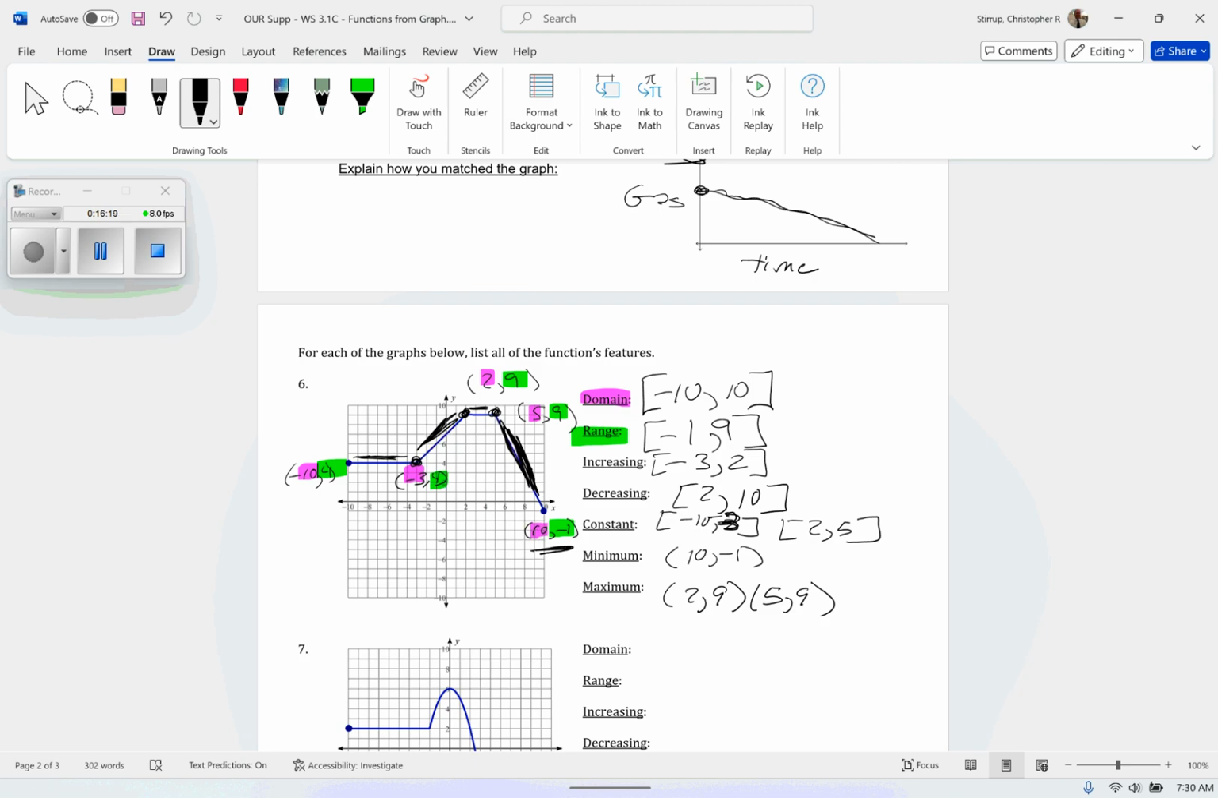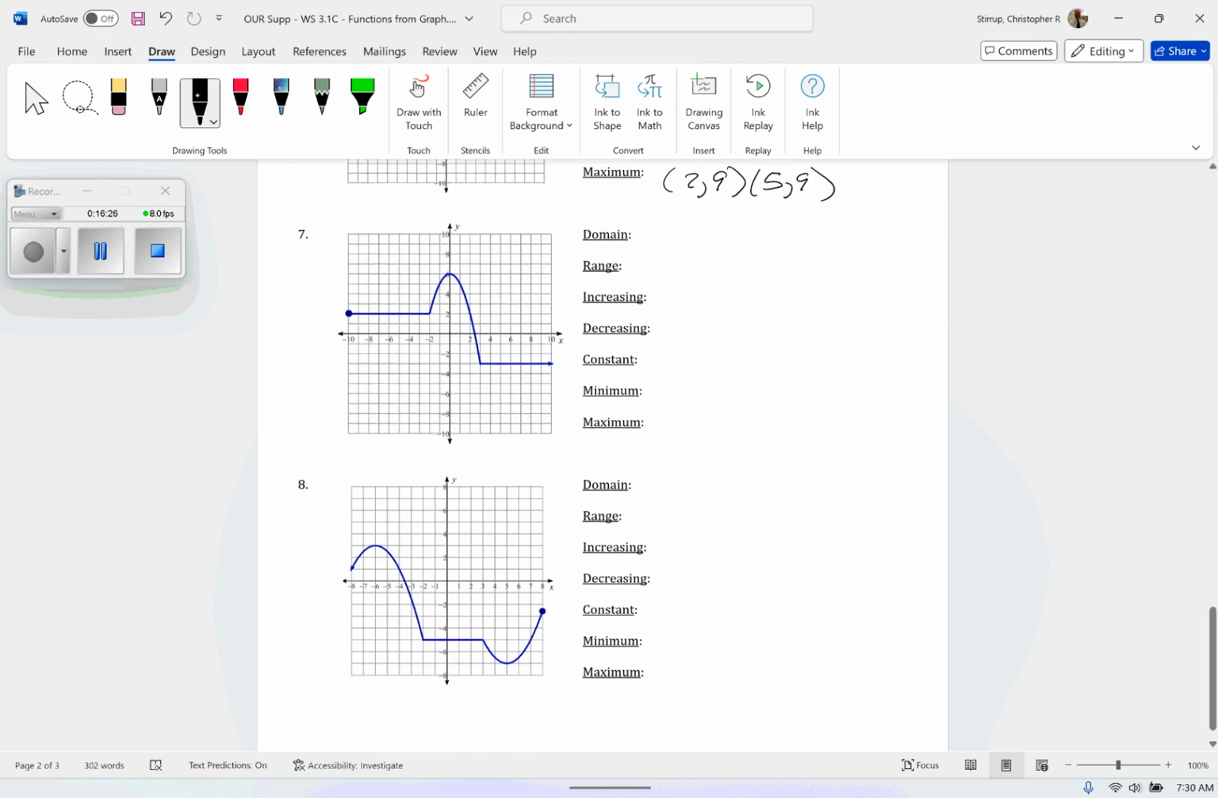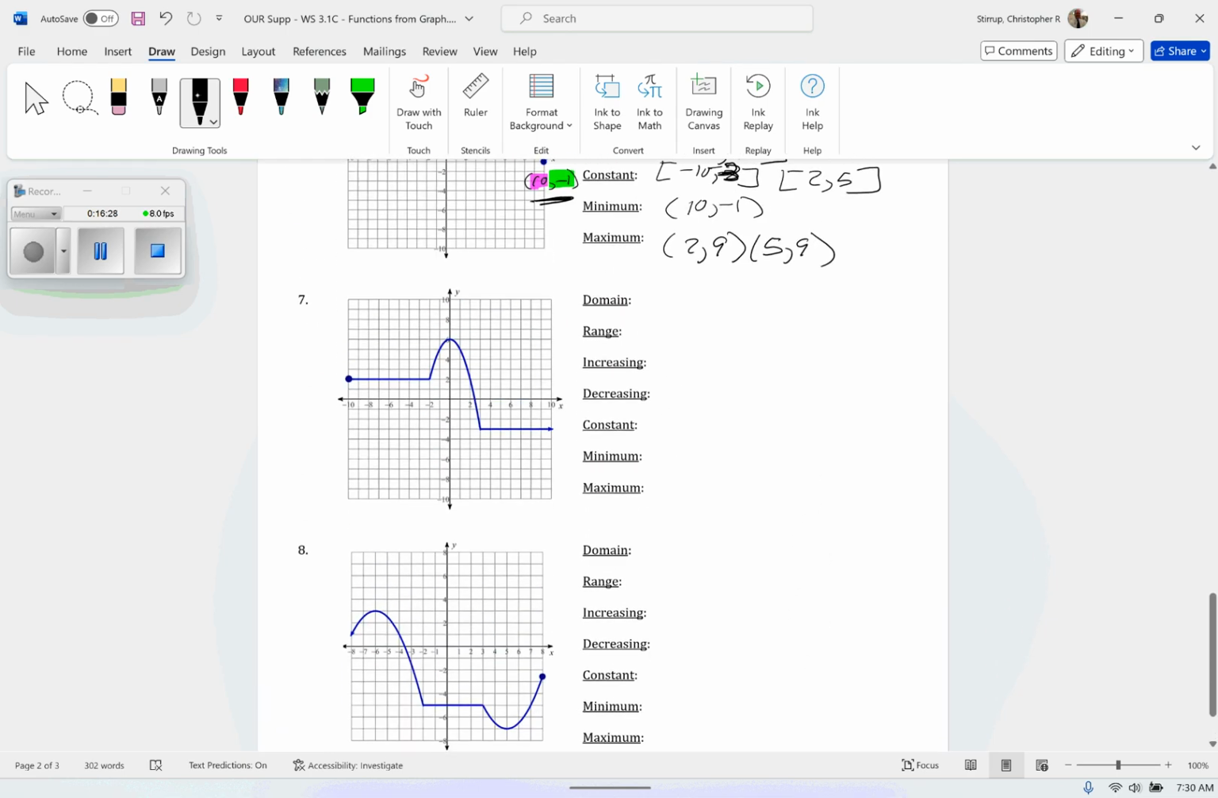So what I'd like you to work on for the next couple of minutes and for tonight, and we'll go over tomorrow, is take care of 7 and 8 in this packet. Okay, so that should be, yeah, that's what I want you to do. So work on 7 and 8. See if you can figure it out. Make sure you label the points first.